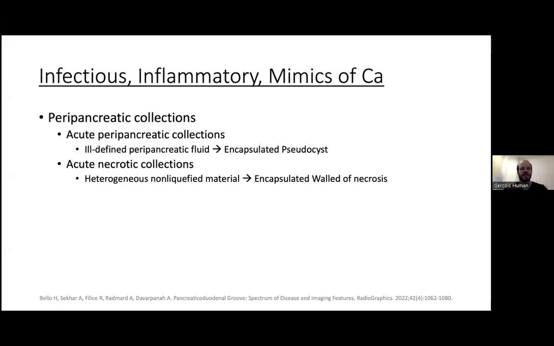Peripancreatic collections, as you know, can also be in this region. So this can be anything from acute peripancreatic collections, which can then evolve into an encapsulated pseudocyst, or it can be an acute necrotic collection, which you would see as heterogeneous non-liquefied material, and it will have an encapsulated walled-off necrosis. Usually all you see will be the septae that will show enhancement, whilst the content of it will be quite heterogeneous, or pseudocyst in nature, but often heterogeneous.